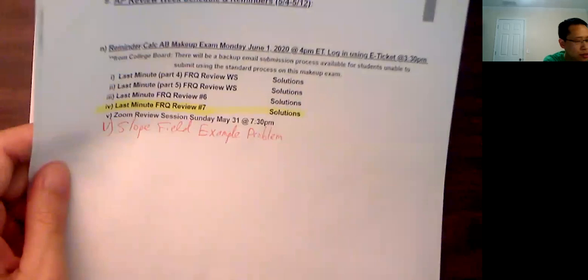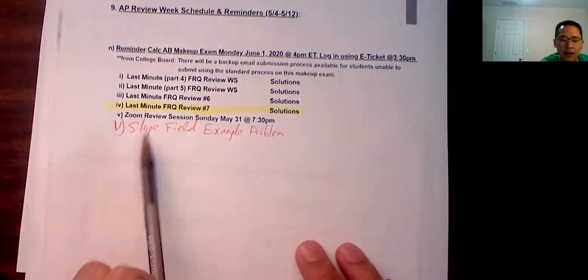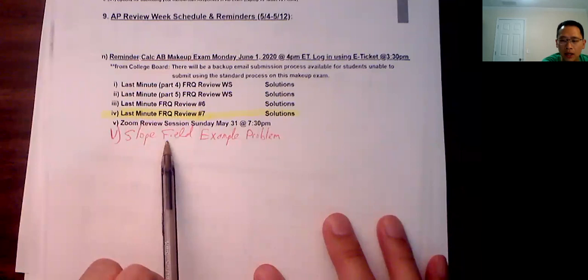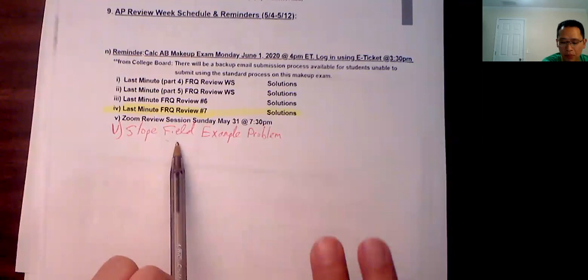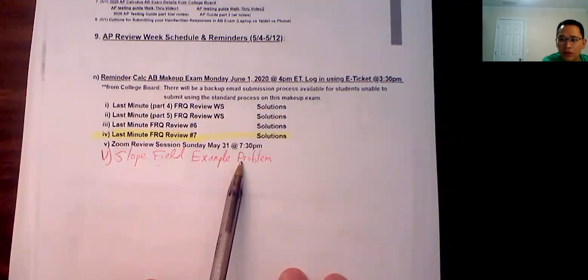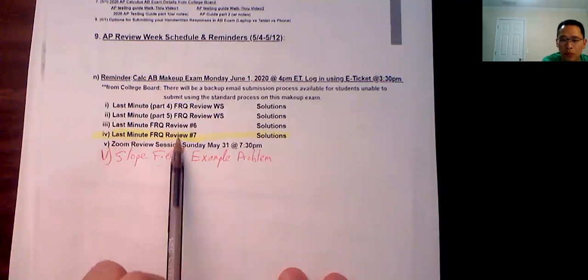Looking at one of the versions on the AP exam, I found a slope field. I didn't want to show that exact problem since I think College Board still doesn't want teachers and students to be sharing those secure copies. So what I did was create my own example, and I'll go through that example with you. If you want to pull up a copy of that to look at, it's on that same section where you pulled 6 and 7, and I just put a slope field example.